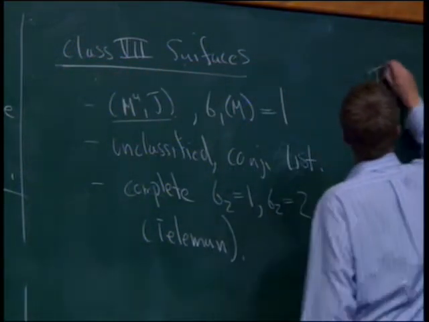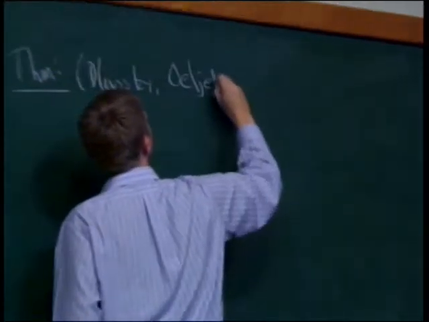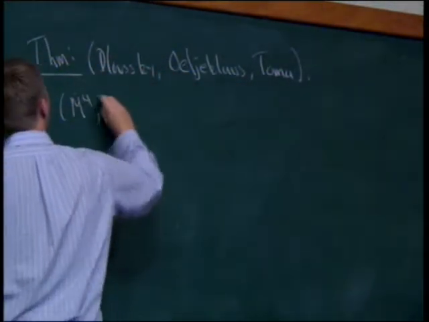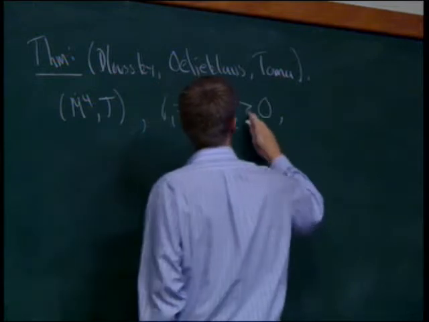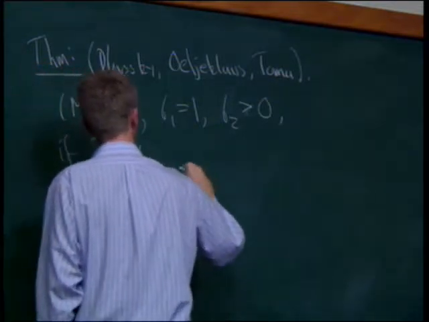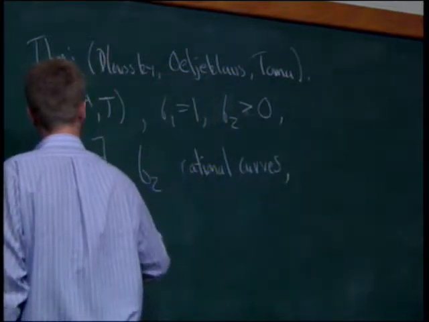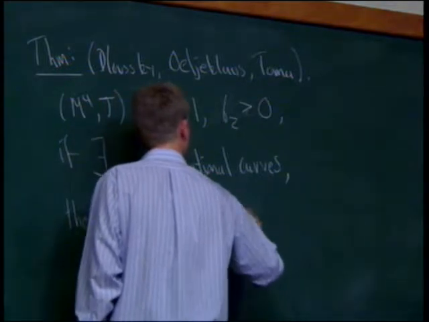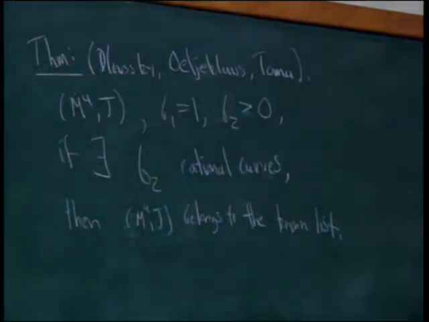Right. So there's a very nice theorem of Dluski, Oyaklas, and Thomas, which says that if I have M4, B1 equals 1, B2 positive, if there exist B2 many rational curves, then M4 belongs to the known list. So just in a nutshell, it belongs to the known list.